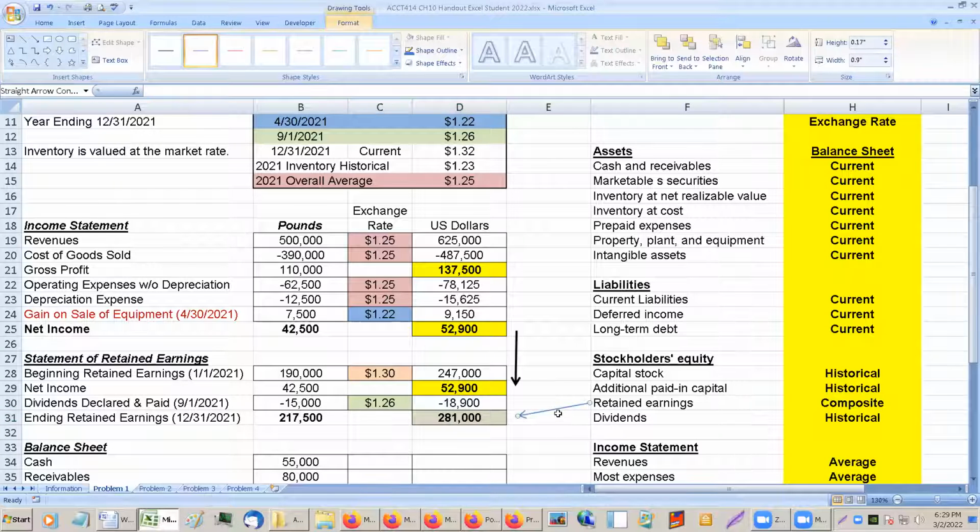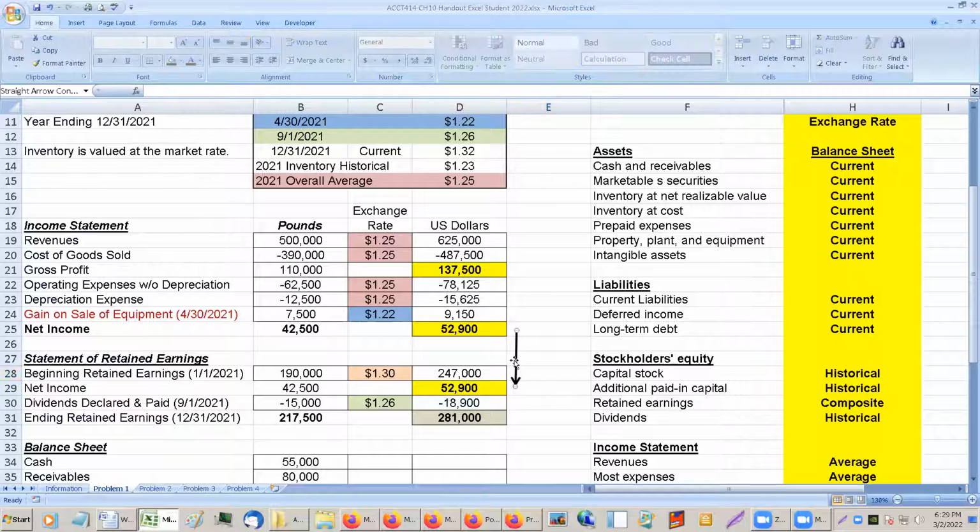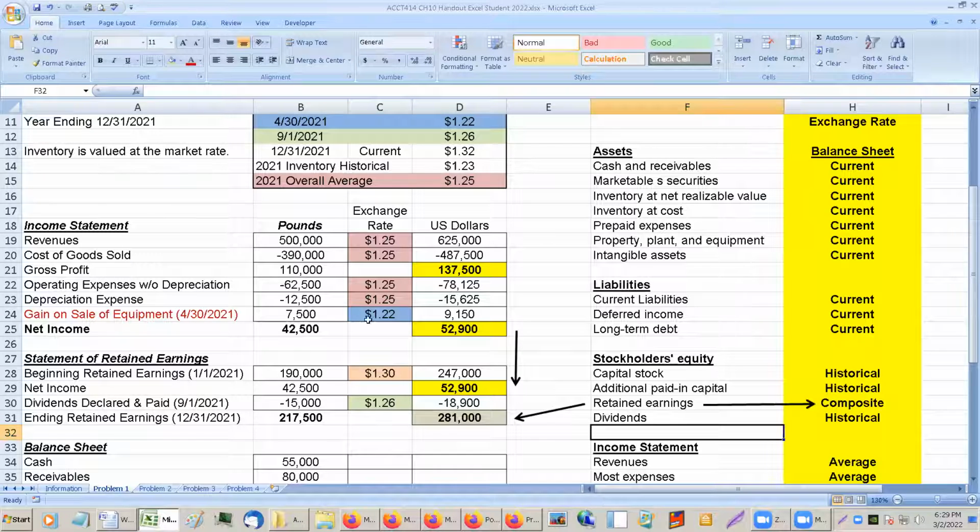hold on a second. So when they say that this retained earnings is a composite, that's because it's made up of more than one rate. And this is just the first year: 125, 122, 130. But as time goes on, they could have hundreds of rates in there. Okay.